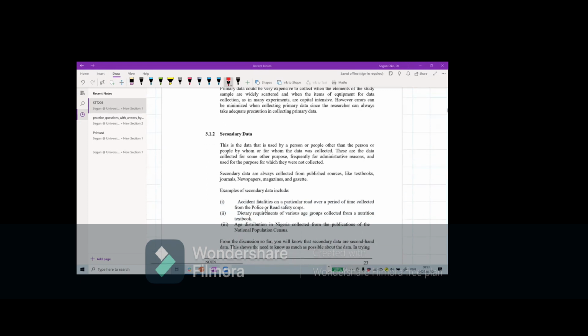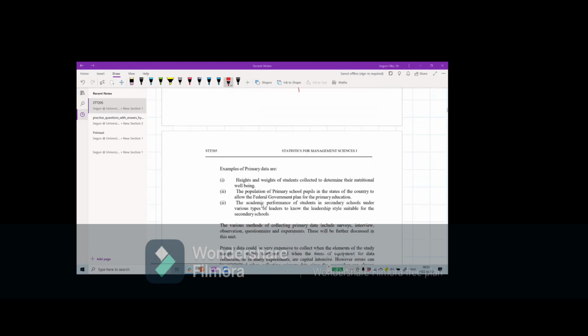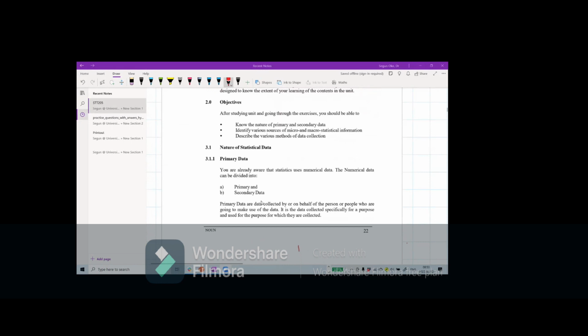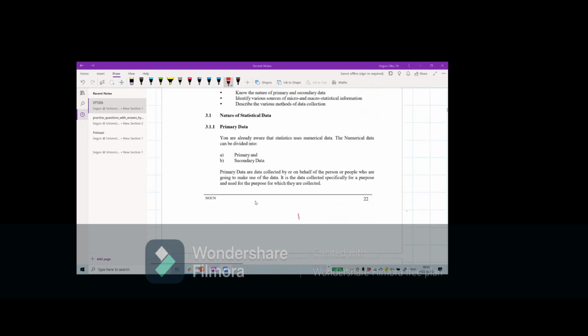Now, for primary data, they can ask you to give an example. For example, if I am there personally, I want to know what your salary is, or I want to know who are those people involved.